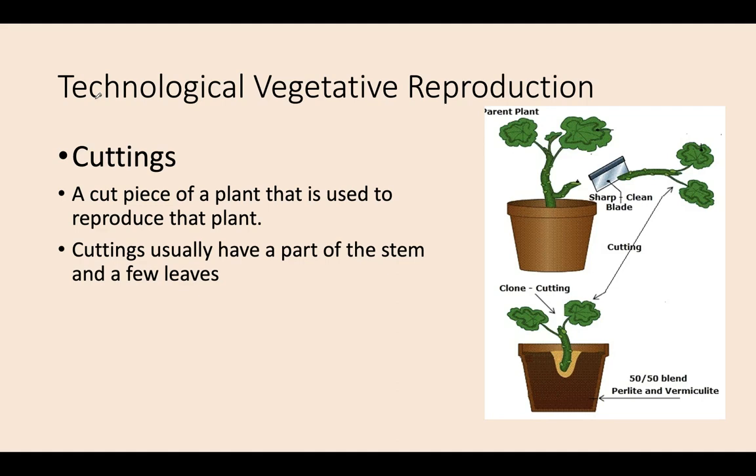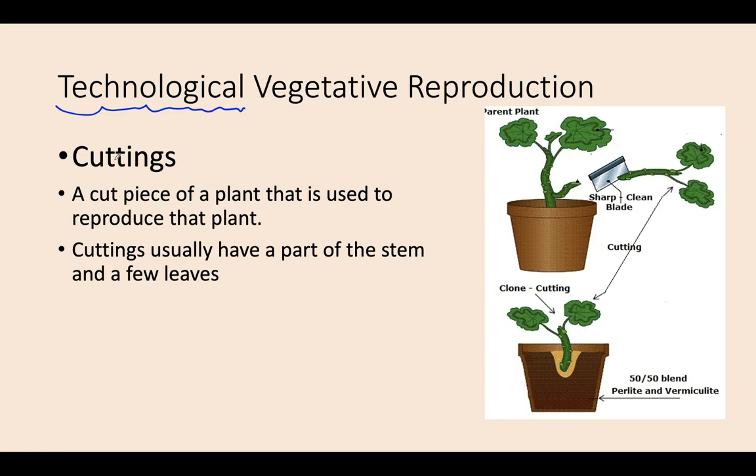We've got this technological vegetation. Technological means that humans have interfered. So it might not seem very technological to you, but if you had to do it, we call this technological vegetative reproduction. The plant doesn't do it naturally or on its own.